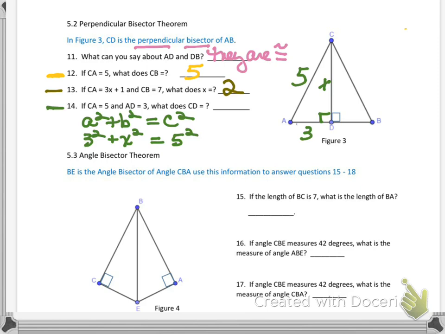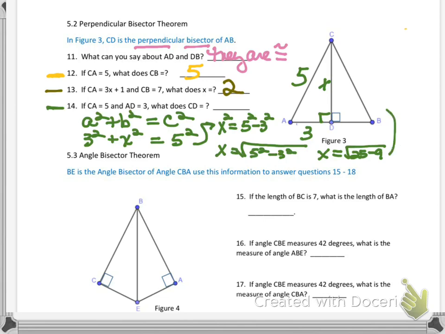Okay, what happens next? Well, if I subtract 3 squared from 5 squared, so I'm just going to continue here, x squared will equal 5 squared minus 3 squared. And x, which is what I'm looking for, because x is the CD, x will equal the square root of 5 squared minus 3 squared. X equals the square root of 25 minus 9. X equals the square root of 16. Okay, so what is that? If you put that in your calculator, you will see that x equals 4, because 16 is a perfect square. So the answer is that x equals 4. Okay, and I can leave that work there.